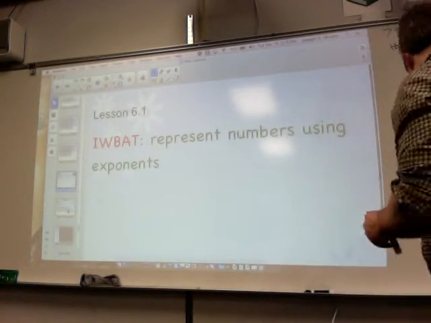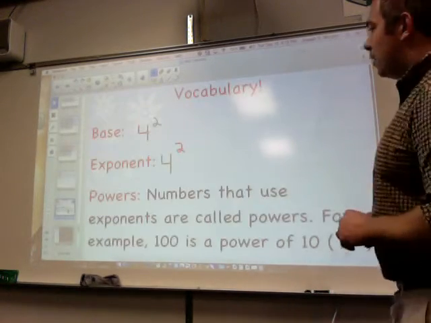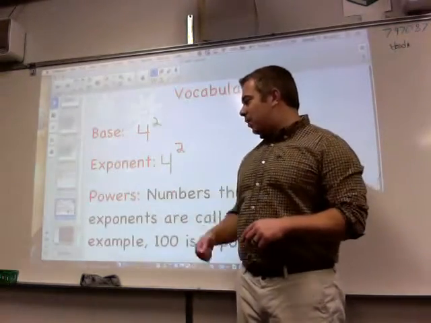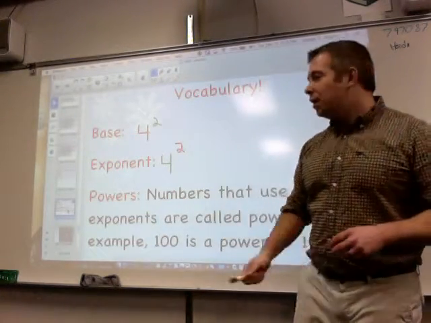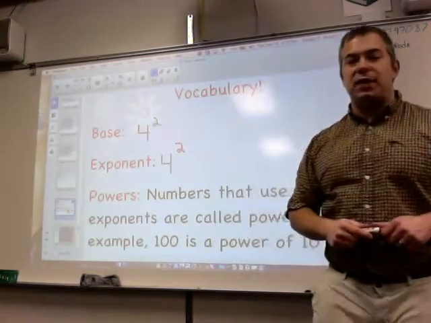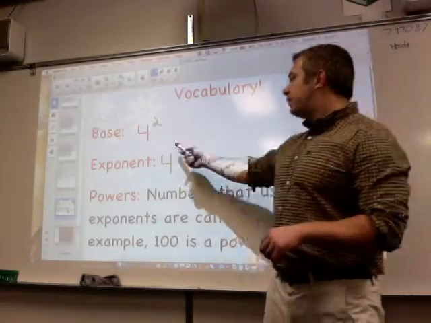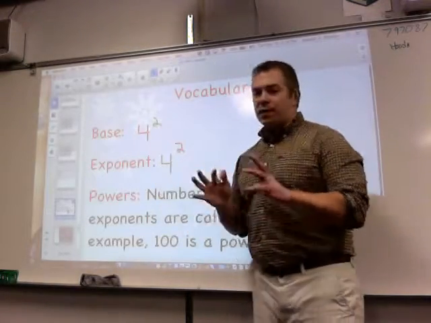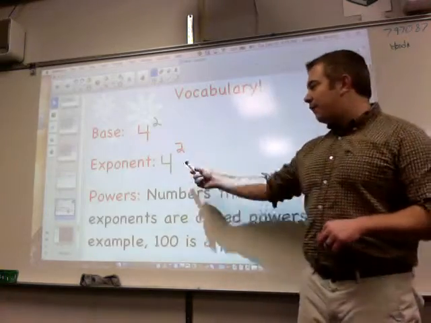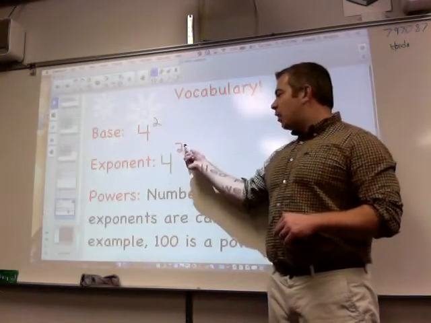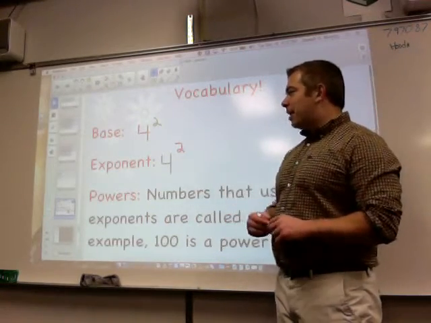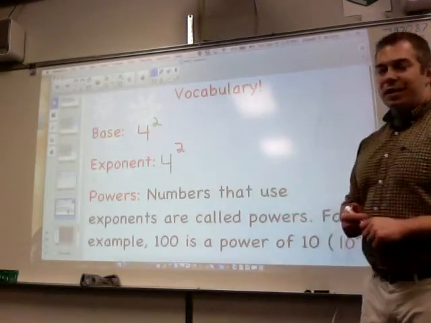So let's jump right in to some vocabulary. We are going to talk about the base of the number, the exponent, and what a power actually means. So the base of this right here is 4. 4 is our base. This is 4 squared, and 4 is our base number. The squared part is our exponent. 4 squared, the 2 up there is our exponent. Exponents could be all sorts of numbers, but right now our base is 4 and our exponent is 2.